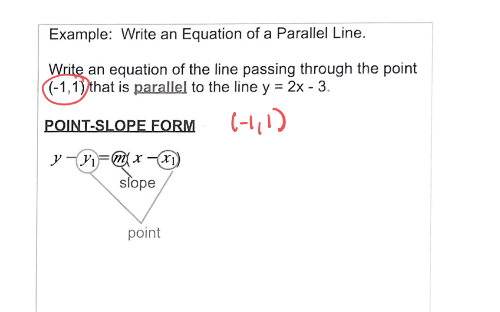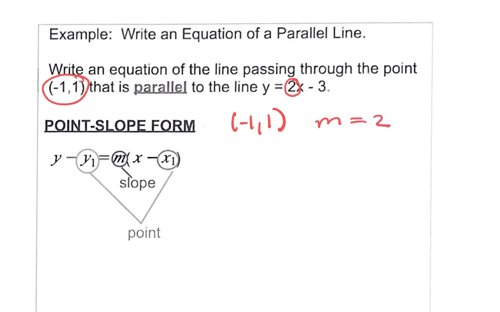And we want it to be parallel to this line, right? y equals 2x minus 3. So what is the slope of that line? Remember, y equals mx plus b. So your slope is 2. So in place of m, we're going to plug in 2.